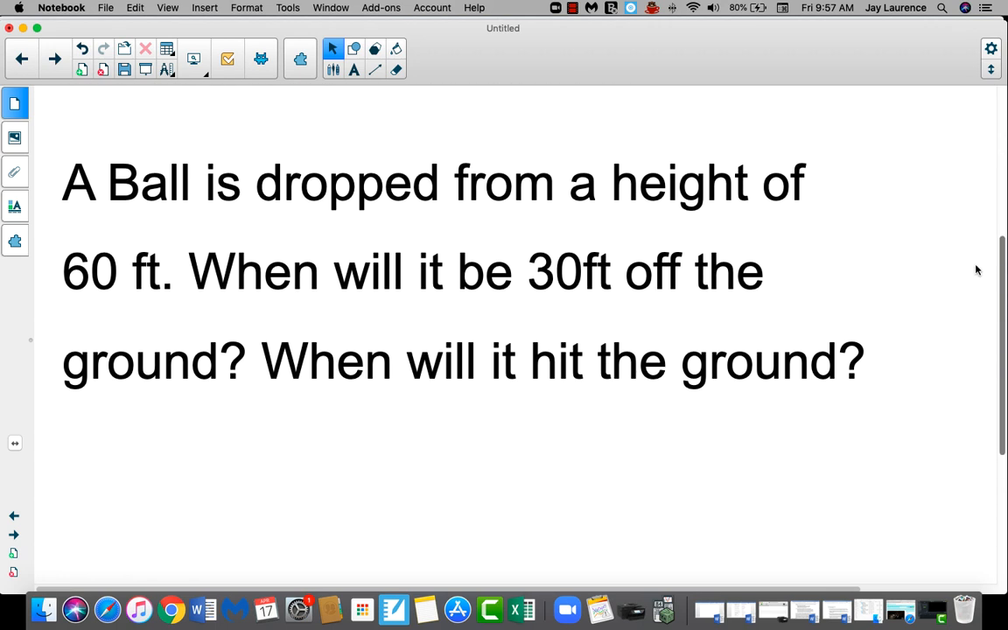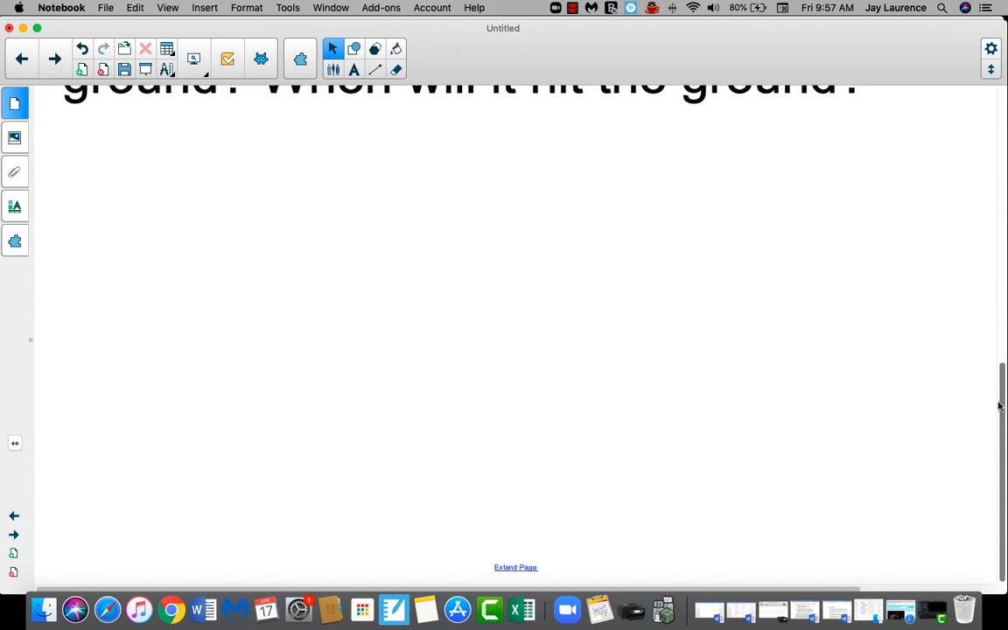It says a ball is dropped from a height of 60 feet. When will it be 30 feet off the ground? When will it hit the ground? Okay, so let me draw my little picture.